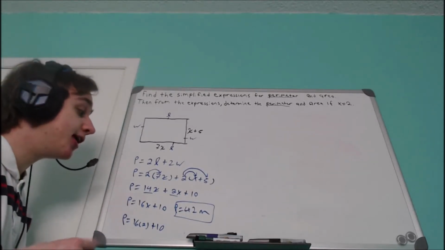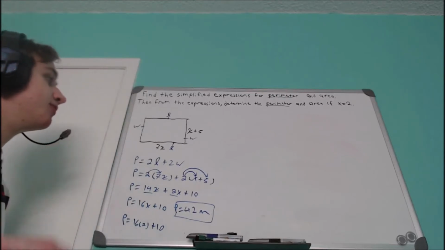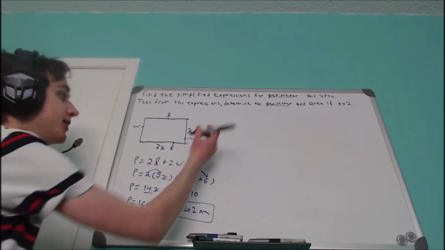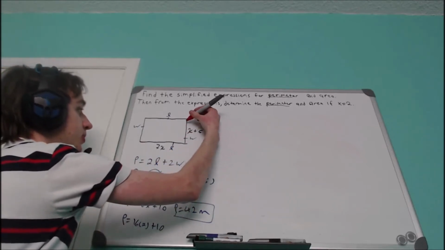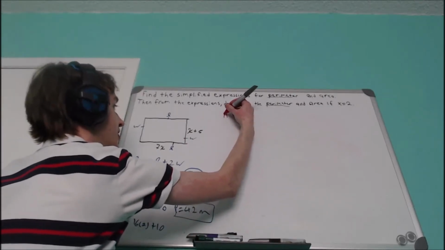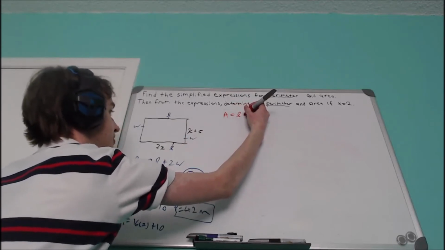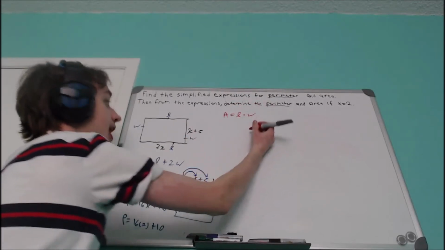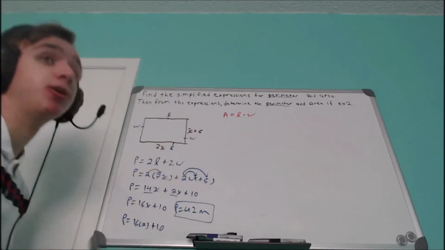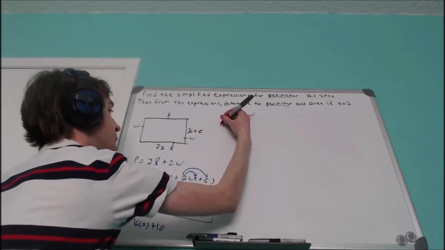Okay, so now that we're done with perimeter, let's move on to area. So just like perimeter, we're going to find what the basic formula is for area. Well, the area of a rectangle is one side times the other side. So we have A equals the length times the other side, which is the width. And if it was a square, it'd be area equals L squared or W squared, right? So now what are our values for L and W? Just like perimeter, let's put those in.